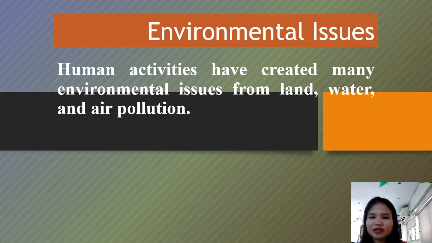Okay, about environmental issues. If we listen about issues, it has a relation to problems. Environmental issue. Why does our environment get problems or disease? It can be caused by human activities. So many people do bad activities without thinking about the effect of their activities. Also, there are three issues or problems that we can find in our environment, for example land pollution, water pollution, and air pollution.